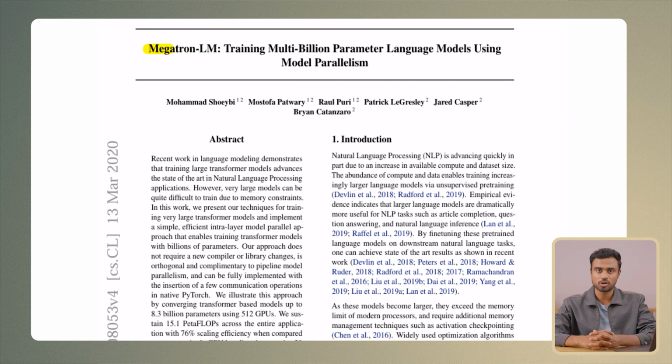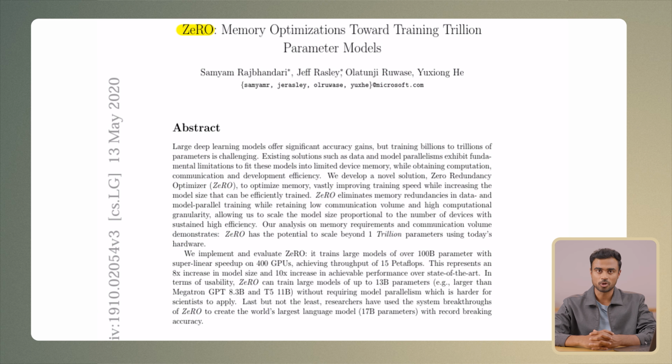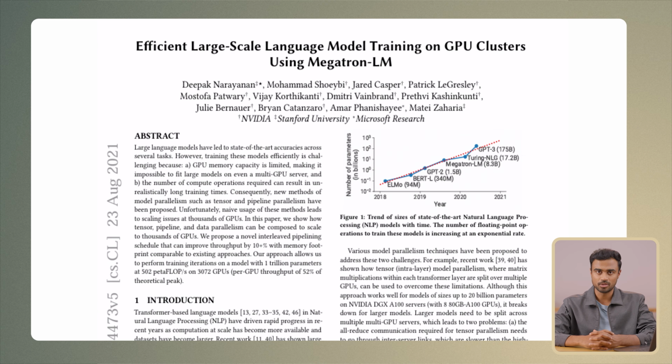You can start by reading relevant research papers, such as the Megatron LM paper by NVIDIA, ZeRO by Microsoft, which talks about optimizing memory for large-scale training, and this paper from NVIDIA and Stanford, which talks about how cluster-level training can be performed efficiently. Next, you can get hands-on yourself and experiment with these techniques using various open-source libraries.